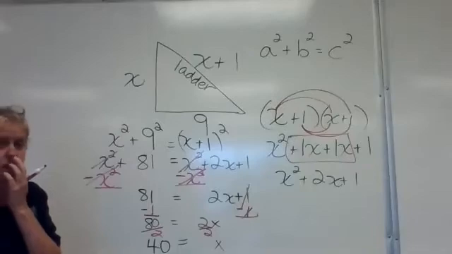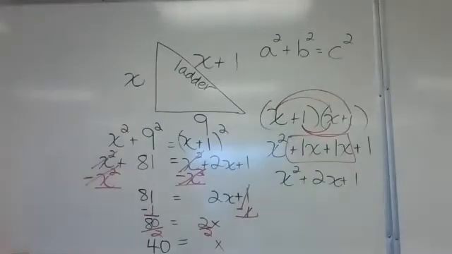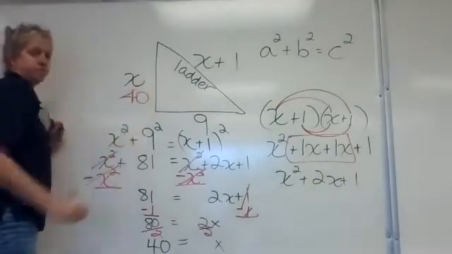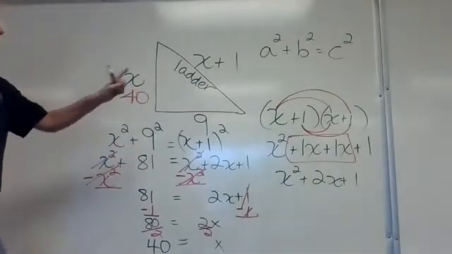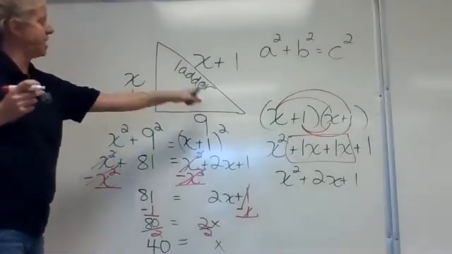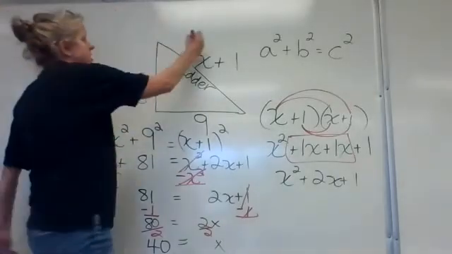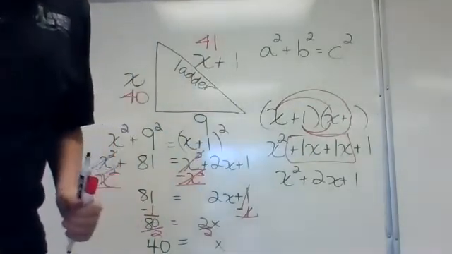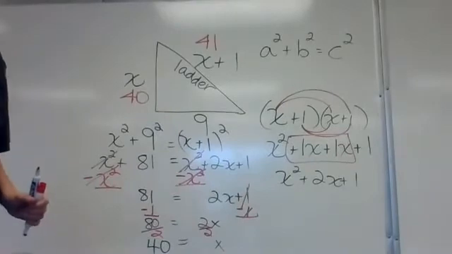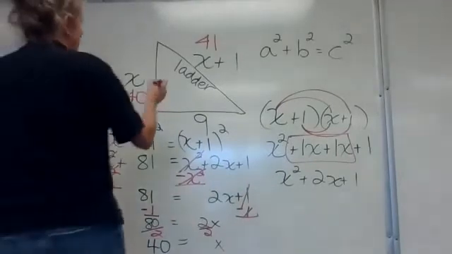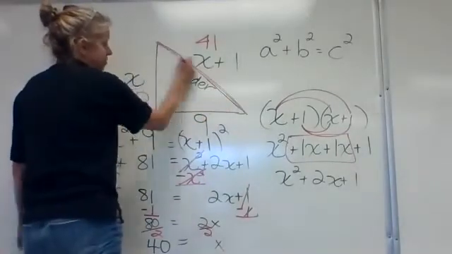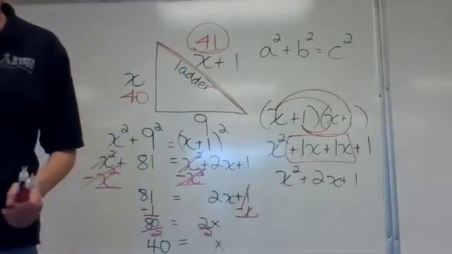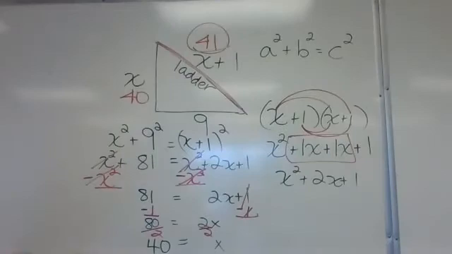Now let's be careful. What is represented by the x? Let's come back up to our triangle. Here's my x. So it's 40. Which means if I add 1 to that, or make it the next number, it's going to be 41. The only question that the problem asks of you is what is the length of the ladder? That's this side, right? So the answer to that is 41. The ladder is 41 feet.